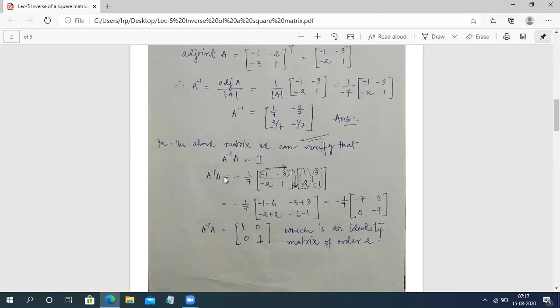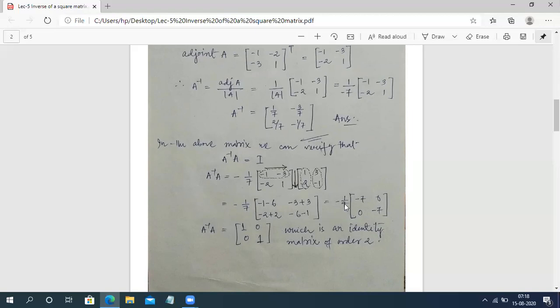A inverse into A, that means this is the value of A inverse and that is your A. Now multiply A inverse with the matrix A. Take the determinant value minus 1 by 7 outside and use the row by column multiplication formula. First multiply the first row with the first column, then the first row with the second column. It will give the first row of your resultant matrix. Then the second row with the first column and the second row with the second column will give the second row of the resultant matrix.